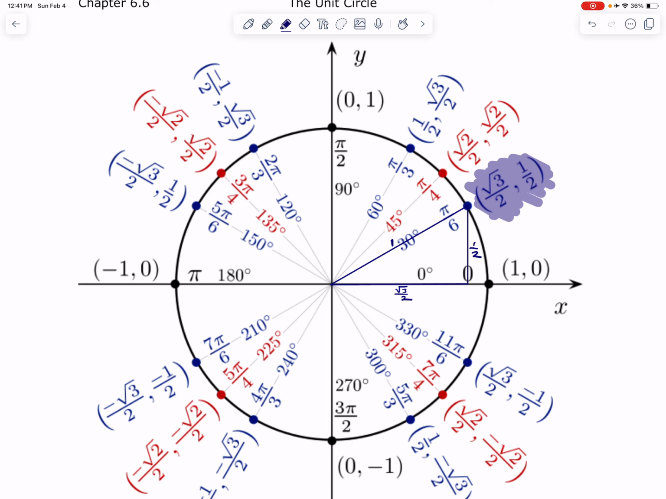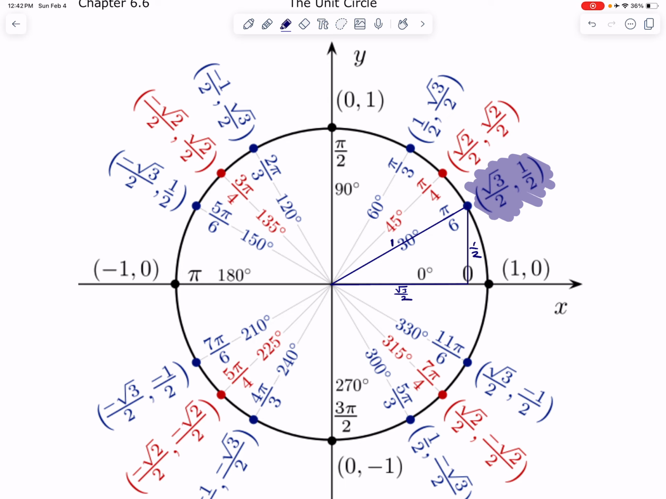Our 45-degree angle is next. Notice that the coordinates there are square root of 2 over 2, comma square root of 2 over 2. And then we have our 60-degree, our pi over 3, where our coordinates are 1/2, square root of 3 over 2.